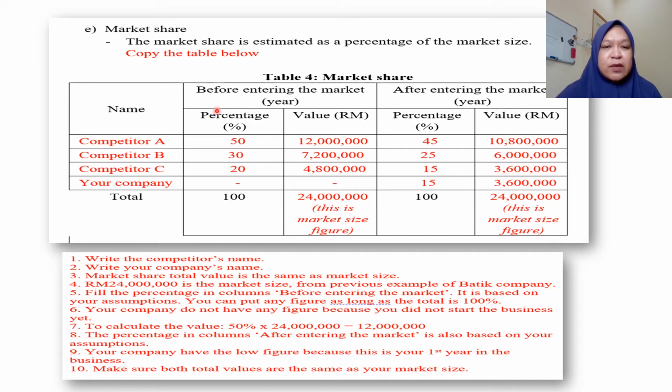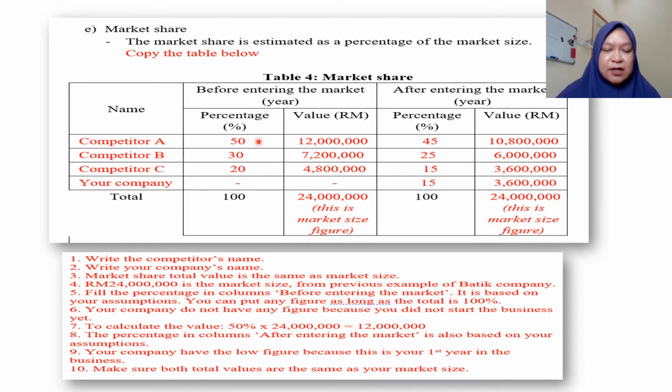Here we have the percentage, and of course the total is 100%. For the total value, here I wrote down 24 million. This is the market size figure that we already calculated in the last video, for batik if I'm not mistaken. So you take the total market size, 24 million, and put it under total here, so it will be 100%. The percentage for each of your competitors is for you to decide.